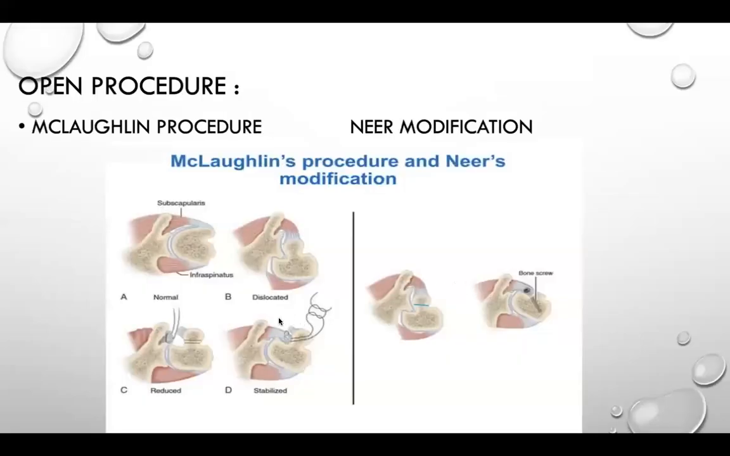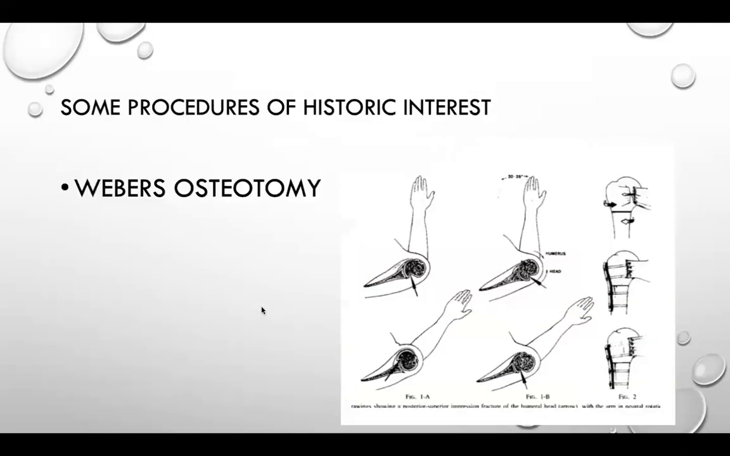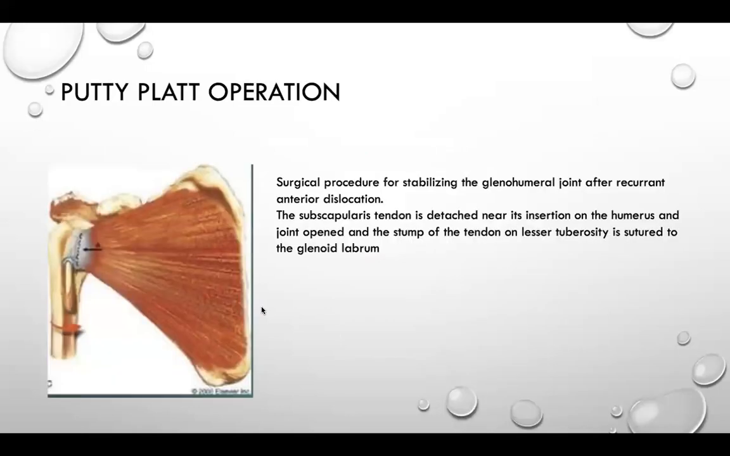The open procedure of McLaughlin, transfer of the subscapularis tendon into the defect, whereas in the Hill-Sachs procedure, Neer and Foster subsequently described the transfer of subscapularis with lesser tuberosity into the defect and securing it with a screw. Procedures of historic interest are Weber's osteotomy and the Putti-Platt procedure, which is not usually done now.